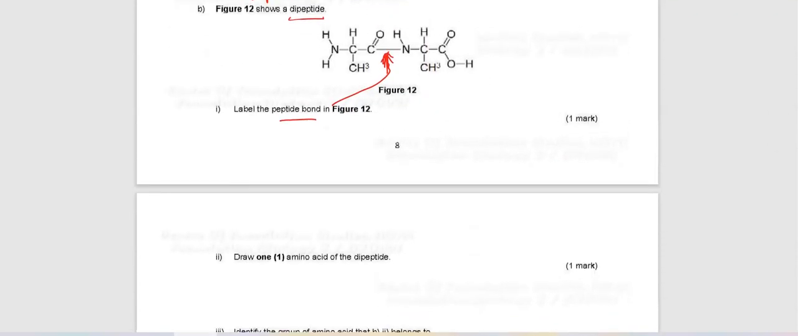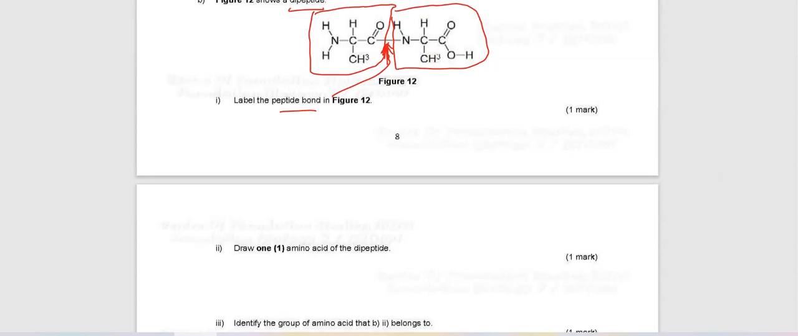Okay, so you have to know that it consists of 2 amino acids. So the first amino acid will be here, and the second amino acid will be here. Okay, so you just draw 1 of the amino acids correctly. So if you decide to draw the first amino acid, at the carbon here, you just add another OH group.